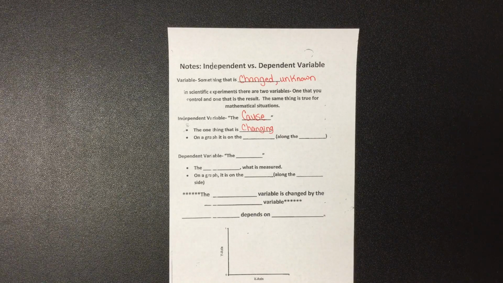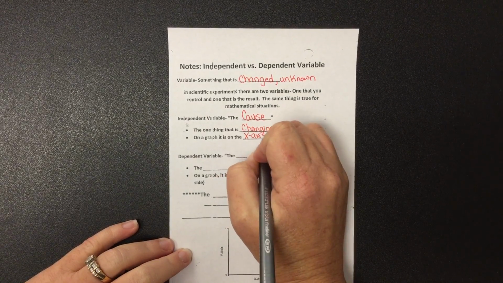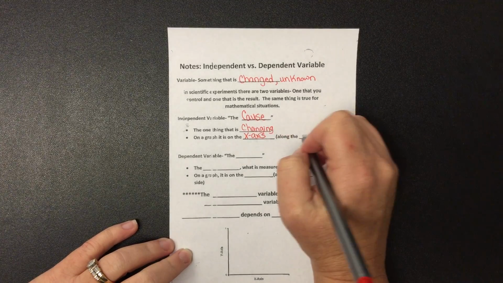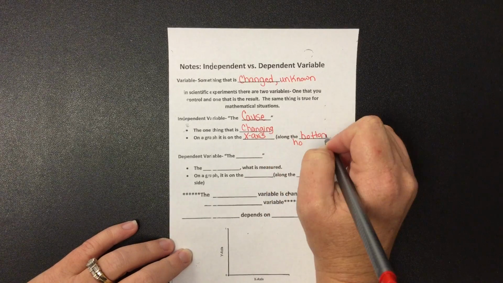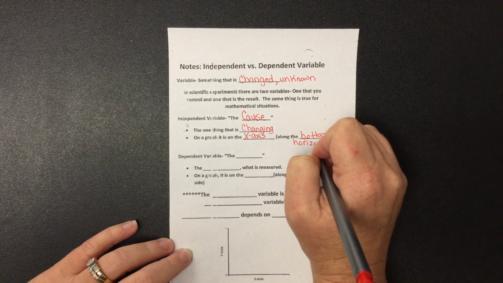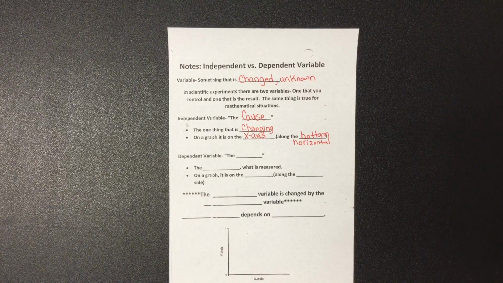On the graph, when you're graphing this, this would be the x-axis, which is along the bottom or the horizontal. So whenever you're looking at a graph that we were talking about, we had our x and our y-axis. Your x-axis is always going to be your independent. It does not rely on y.